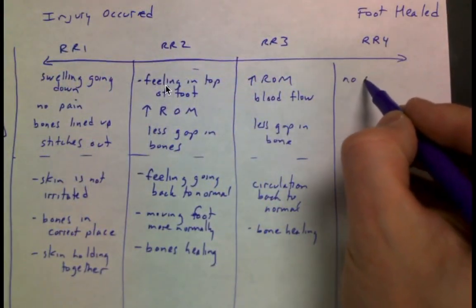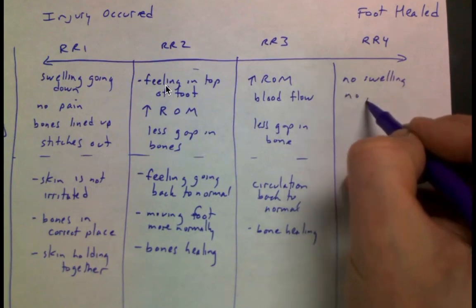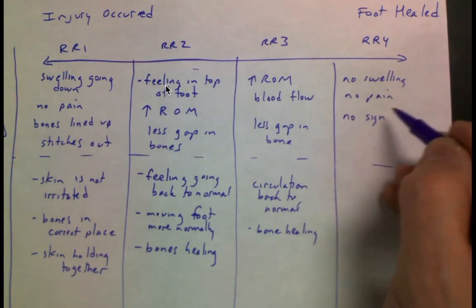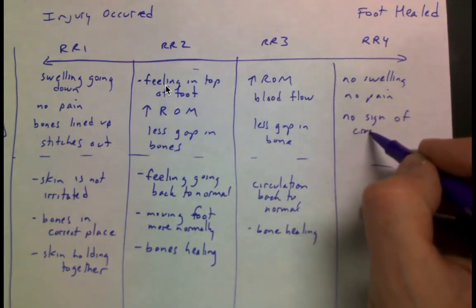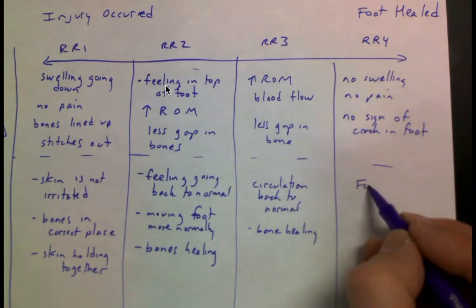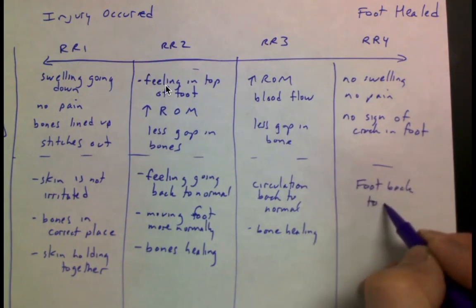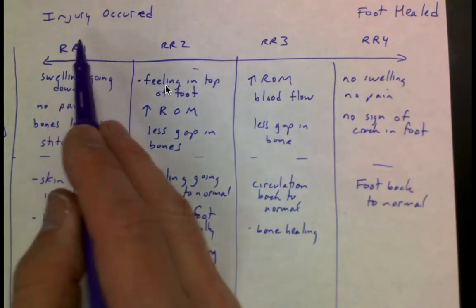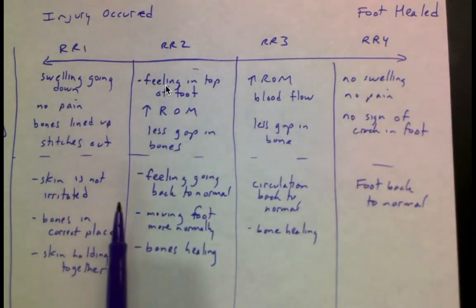So let's go back one more time to our chart. So there's no swelling, no pain, no sign of crack in the foot. And all these are signs that the foot's back to normal. And the fact that he can do normal activities is a good sign. So that was our chart, a timeline showing what happens from injury to being healed. We see what's going on with the body as that's happening. Okay, so we just want to make a chart there. You did not have to make this chart.